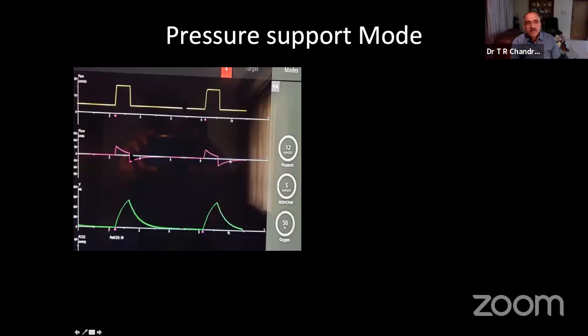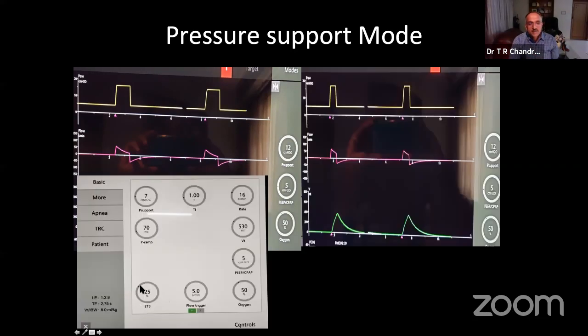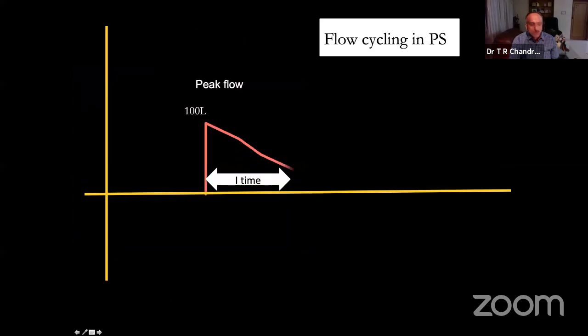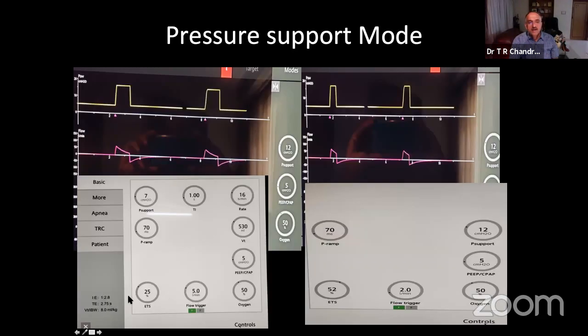See, the inspiratory time is long. I cannot change the IE ratio. I can shorten the inspiratory time by changing the expiratory trigger sensitivity. See what I have changed here. From 25%, I have changed to 52. Look at the inspiratory time here and look at the inspiratory time. The expiratory time is much larger here, which was probably 1:2 and has become 1:3.5. Probably the carbon dioxide and the auto-PEEP both will come down.